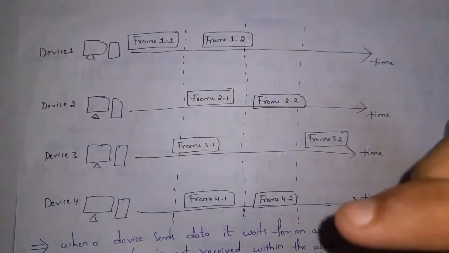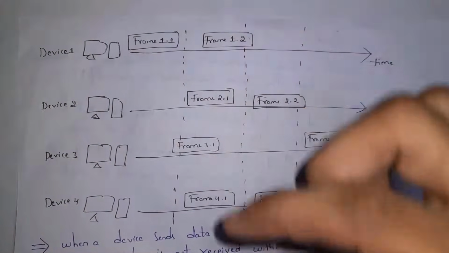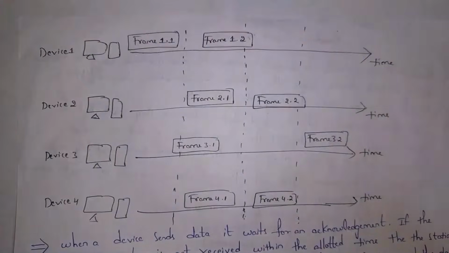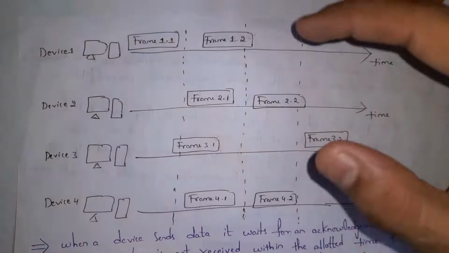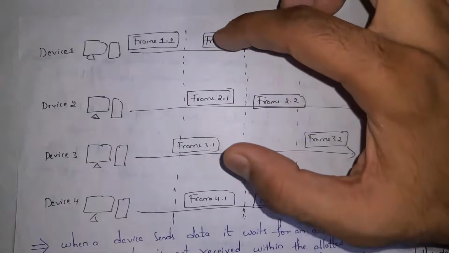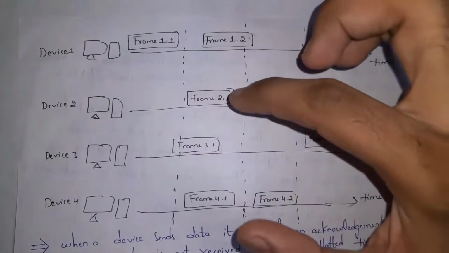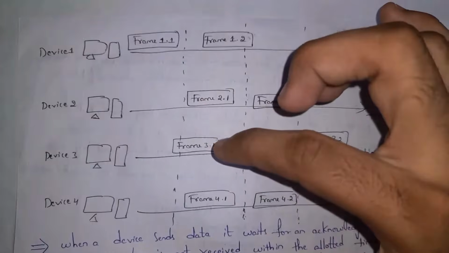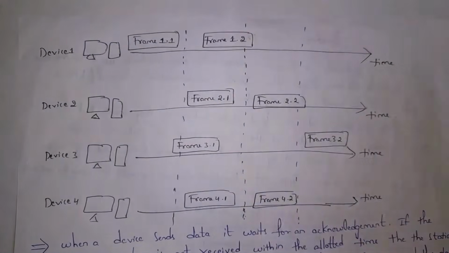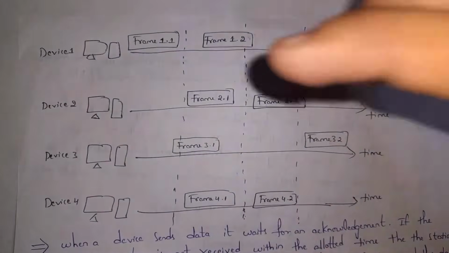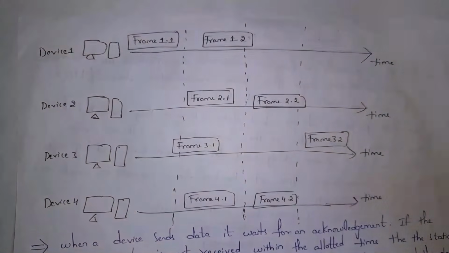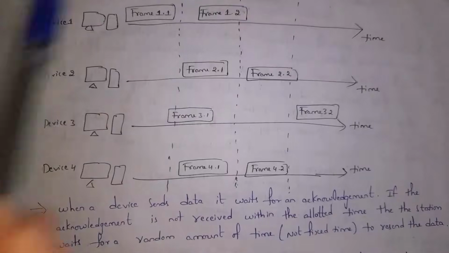If collision occurs, all devices need to retransmit all these frames at random time. Random time is nothing but different time. For example, this computer will transfer its frame at 10.1 seconds. This computer will transfer its frame at 10.5 seconds, this frame will be transferred at 10.10 seconds, and this frame will be transferred at 10.12 seconds. Like that, each frame will resend data at random times. This is all about pure ALOHA.